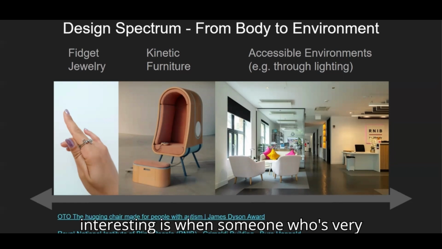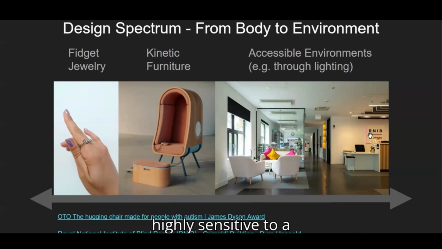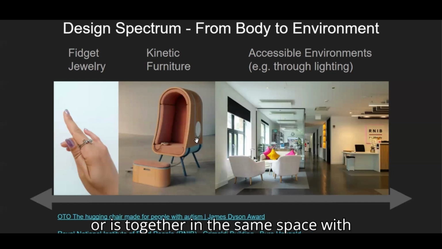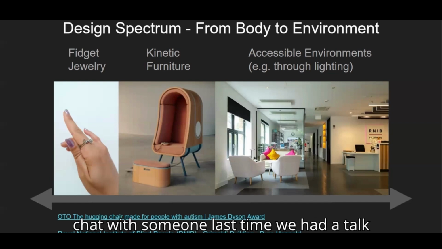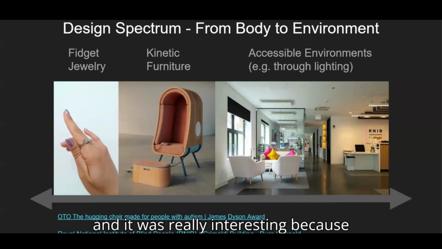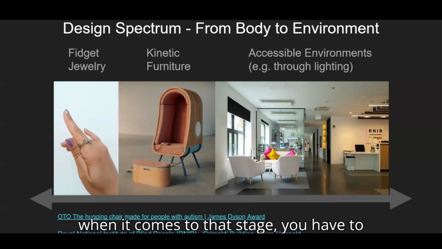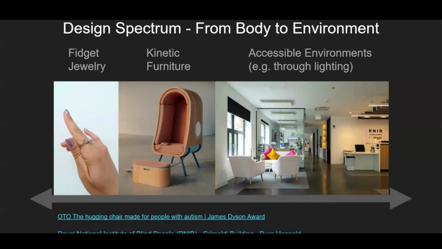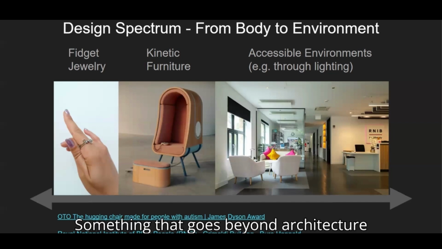Now, where it gets interesting is when someone who's very highly sensitive to a certain sense, hypersensitive, is together in the same space with someone who's hyposensitive to that same sense. Now, this is where it becomes really difficult. And I had a chat with someone last time we had a talk, and it was really interesting because when it comes to that stage, you have to nurture compassion and you have to nurture mutual respect. And that is almost like something that goes beyond architecture and design, really.